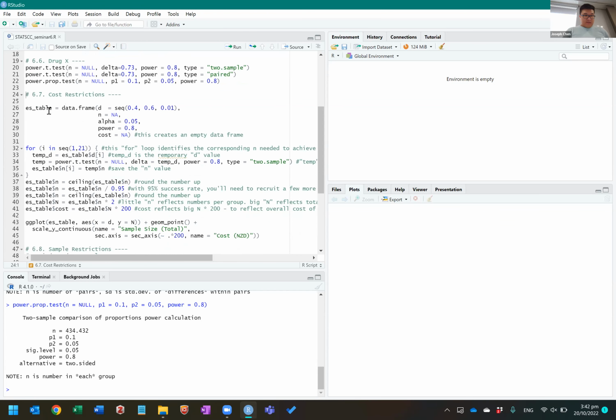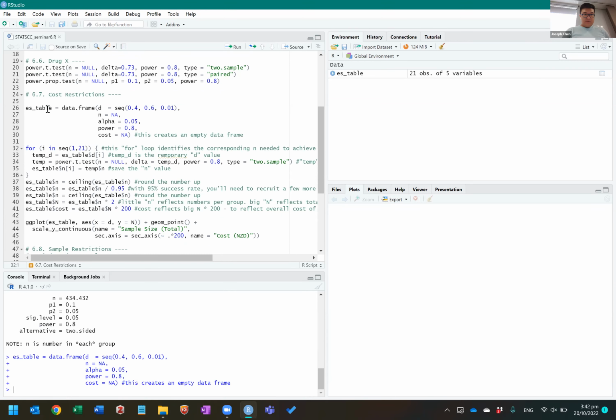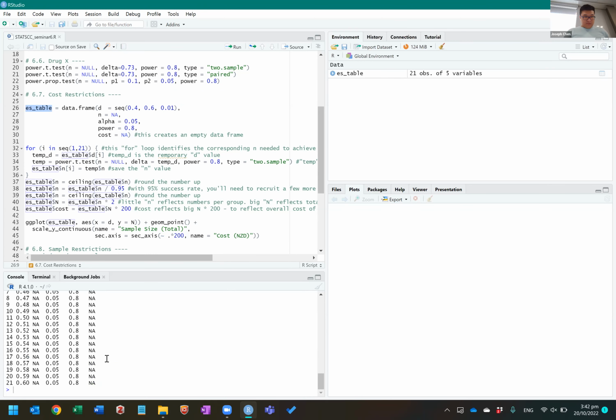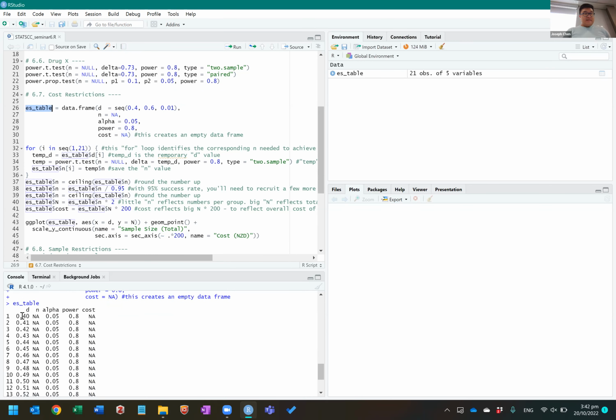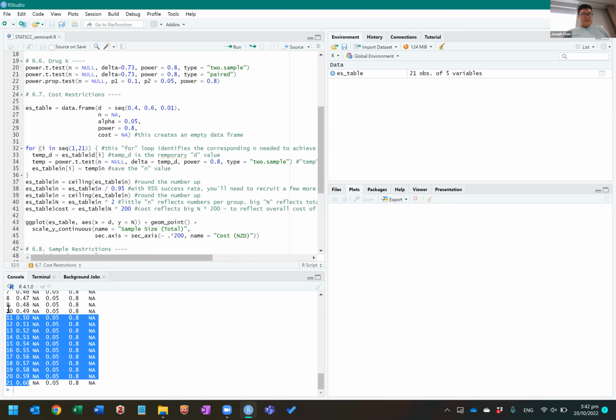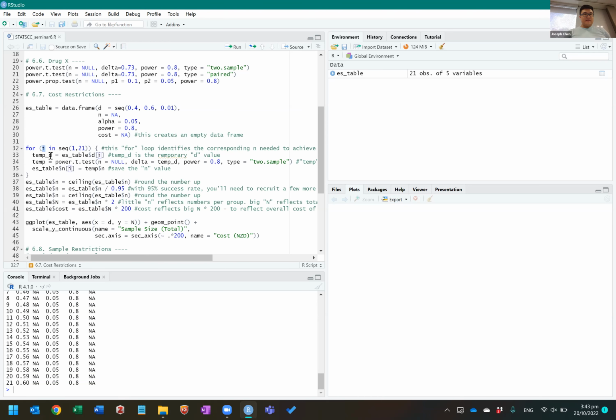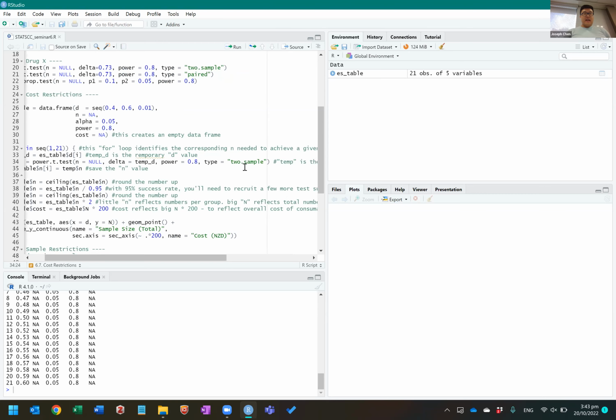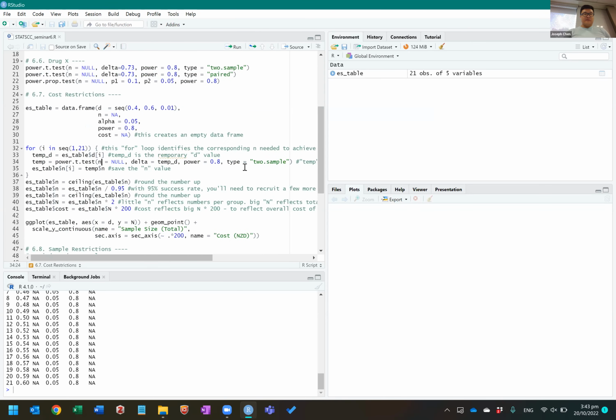So cost restrictions. So here's the effect size table. Here's a table where I've put the D at 0.4, 0.41, 0.42, all the way to 0.6. And then I've created a for loop. So for i in sequence 1 to 21. Why did I say 1 to 21? Because there are 21 rows in here, and i is the iterative difference. It iterates through here. So this for loop identifies the corresponding n needed to achieve a given effect size.